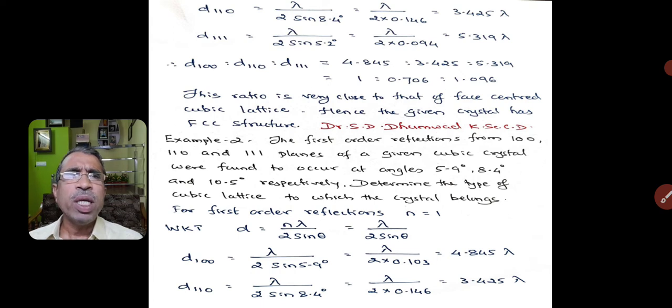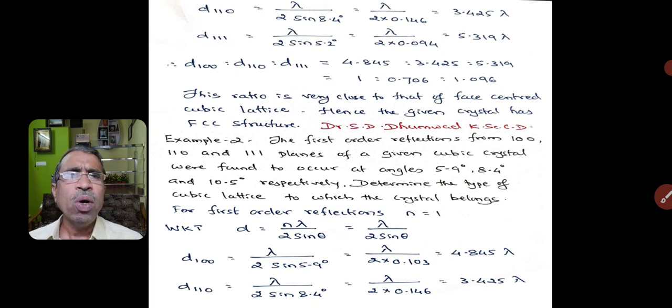Here the first value is the a value. So you divide that value into all the numbers. So 4.845 divided by 4.845 gives the value 1. Similarly, 3.425 divided by 4.845 gives the value 0.706. And finally, 5.319 divided by 4.845 gives 1.096. You see this ratio.